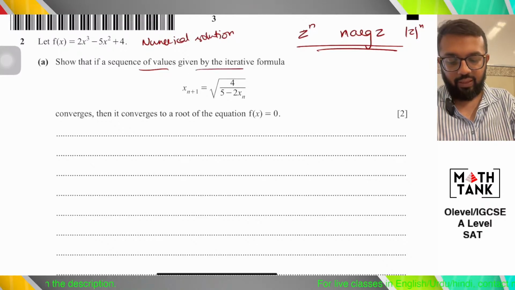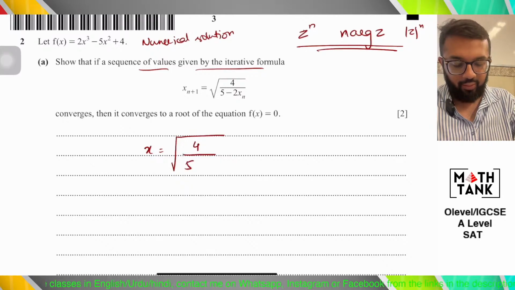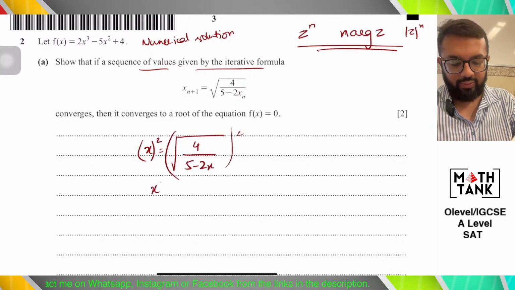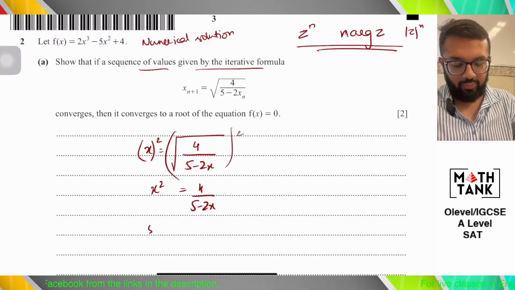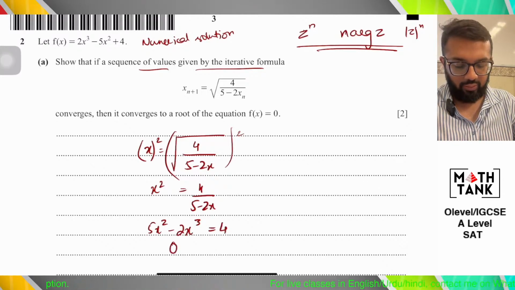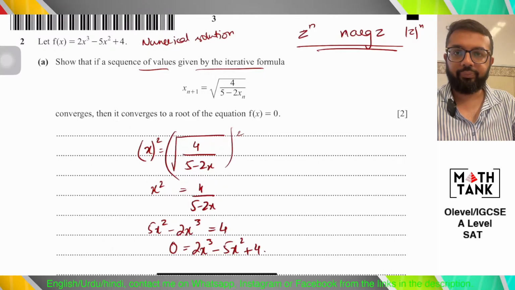Show that if a sequence of values given by the formula this converges, then it converges to the root. I just want to prove to you that the two equations are equal basically. I'm going to first square both sides, cross multiply, so 5x square minus 2x cube equals to 4, and I bring everything to one side. And I've proved to you.